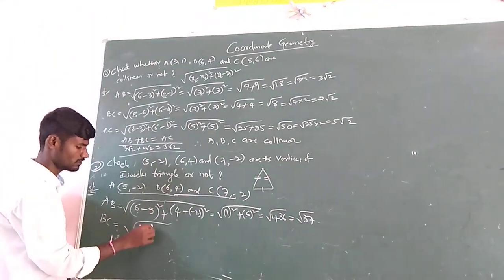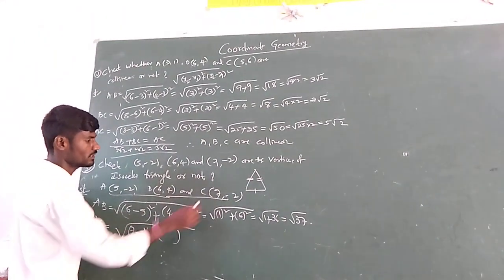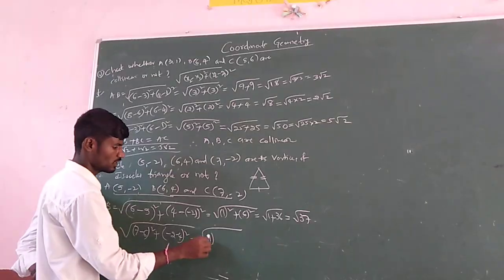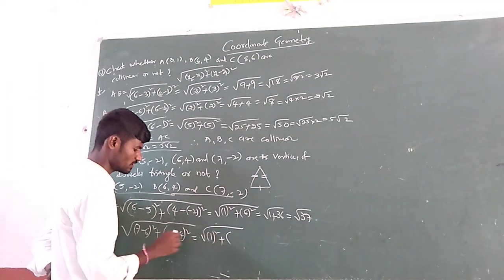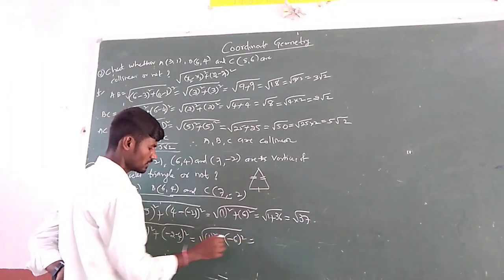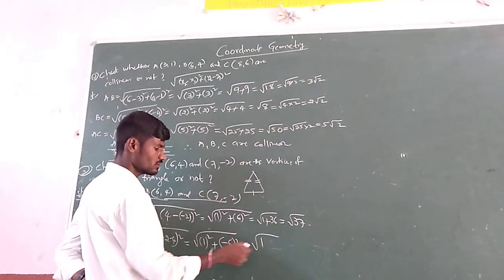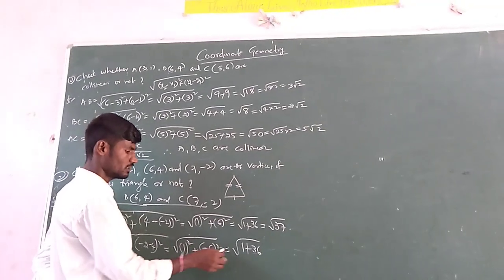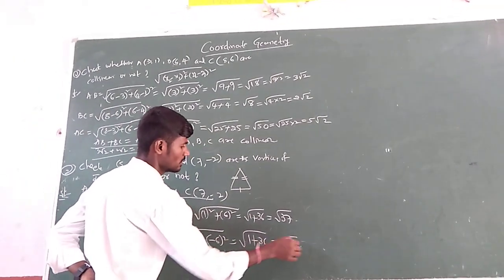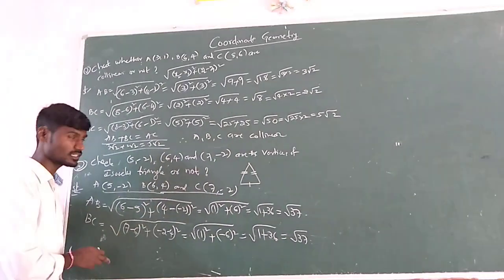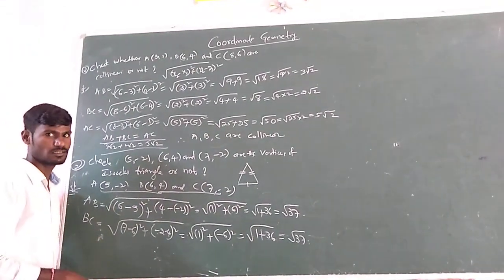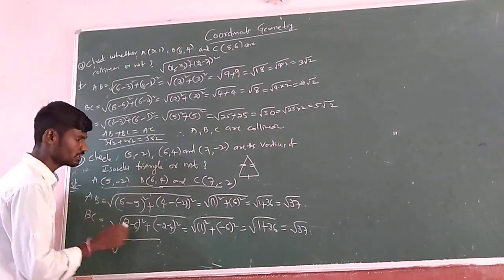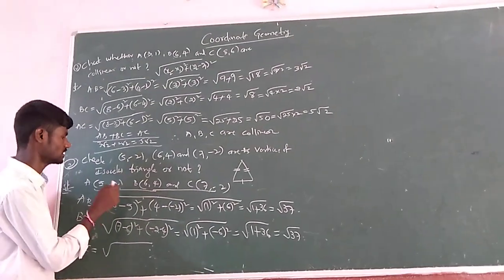Next BC, between B and C. Difference between x coordinates 7 minus 6 whole square and y coordinates minus 2 minus 4 whole square is equal to square root of 1 whole square plus minus 2 minus 4, means both are negative, add them, minus 6 whole square. 1 square value 1, minus 6 whole square 36, positive because of even power, and 1 plus 36 that is 37. Here we have got two sides equal, but wait for the third one. If the third one is also equal, that is said to be an equilateral triangle, but they are asking about isosceles, so now AC will decide whether it is isosceles or not. A and C, first and third.